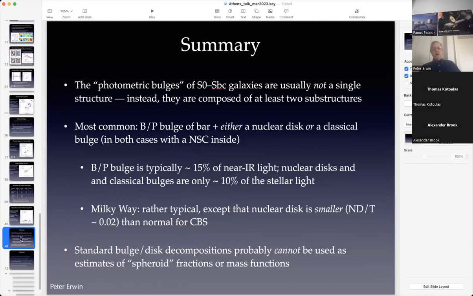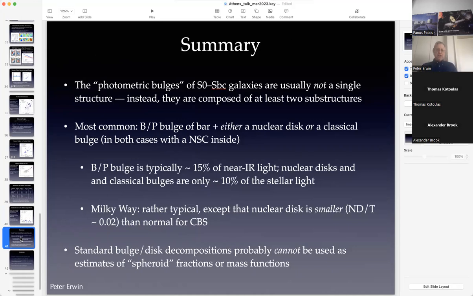Okay, so to summarize, the central regions of S0 through SBc galaxies, what might be called the photometric bulges, are usually not a single structure. Instead, there are at least two, sometimes more, substructures. The most common situation is the BP bulge of the bar and either a nuclear disk or a classical bulge. And then in both cases, there's usually a nuclear star cluster inside. The BP bulge is typically about 15% of the total light. Nuclear disks and classical bulges about 10%.